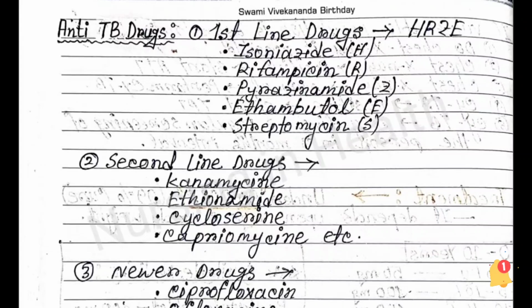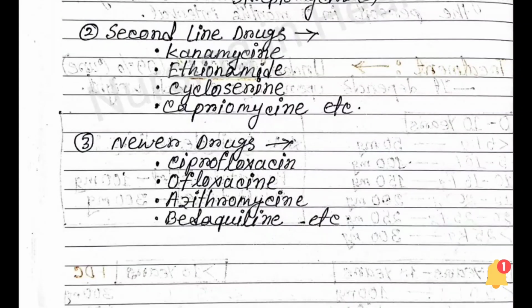Anti-TB drugs. First line drugs of tuberculosis are isoniazid, rifampicin, pyrazinamide, ethambutol, streptomycin. Second line drugs are kanamycin, ethionamide, cycloserine, capreomycin, etc. And newer drugs are ciprofloxacin, ofloxacin, azithromycin, and bedaquiline, etc.